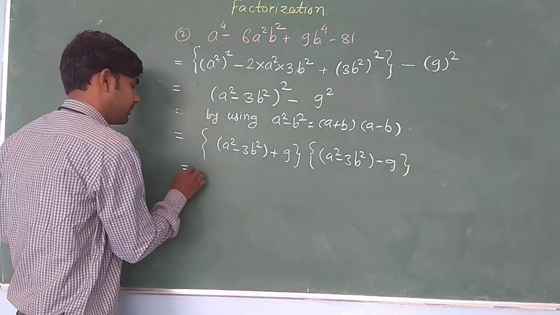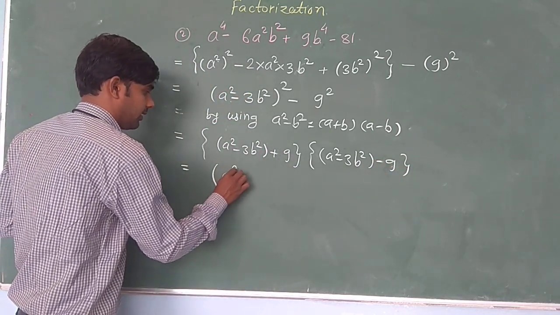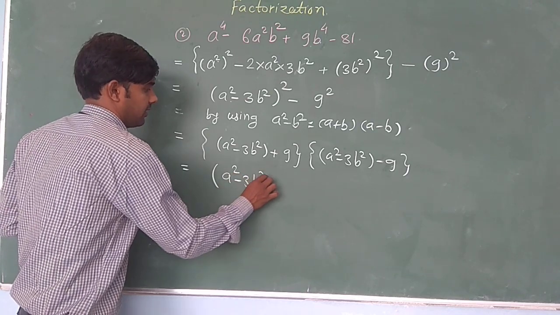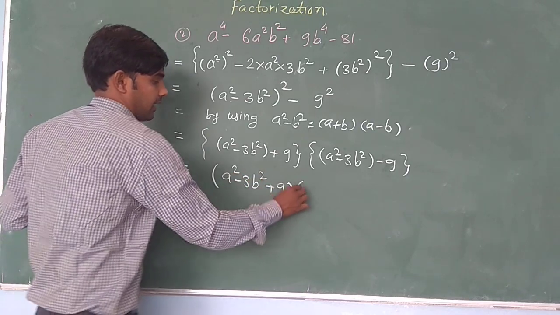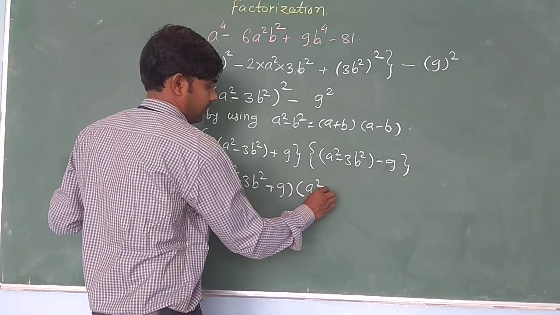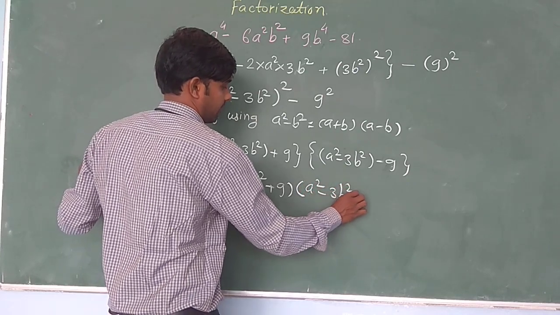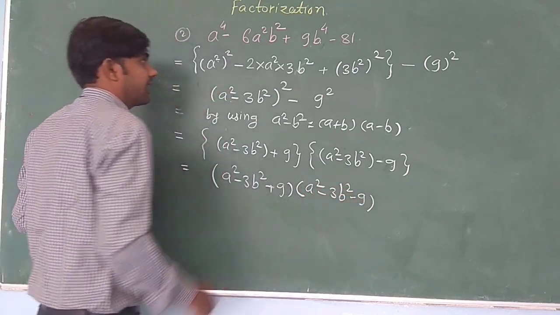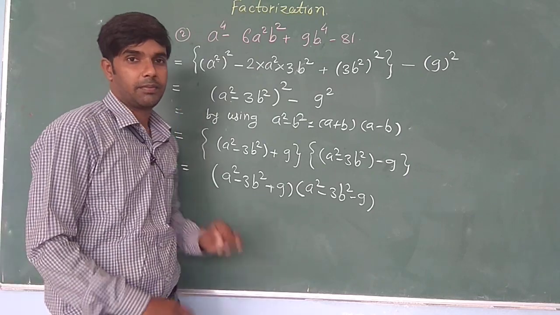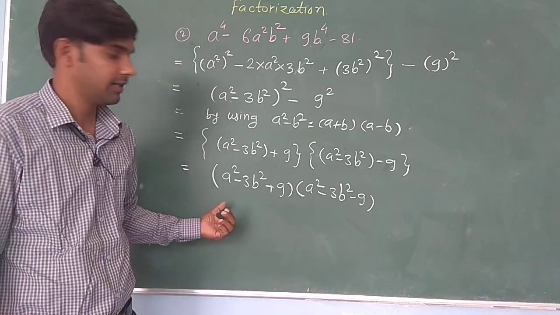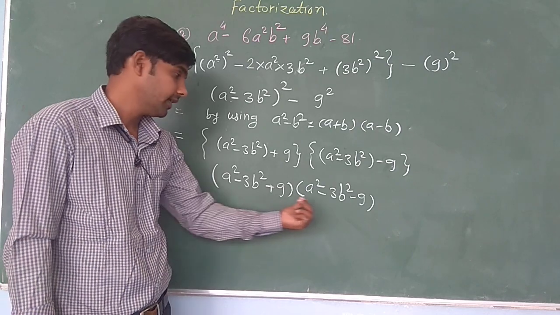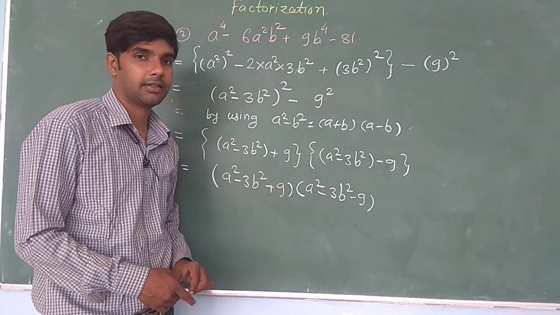So we simplify this, remove the brackets. A square minus 3b square plus 9, another bracket, a square minus 3b square minus 9. And these are the factors of the given algebraic expression. That is a square minus 3b square plus 9 and a square minus 3b square minus 9.